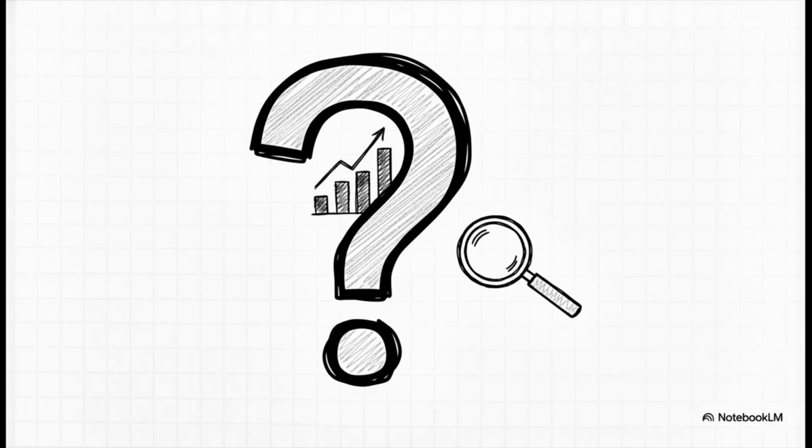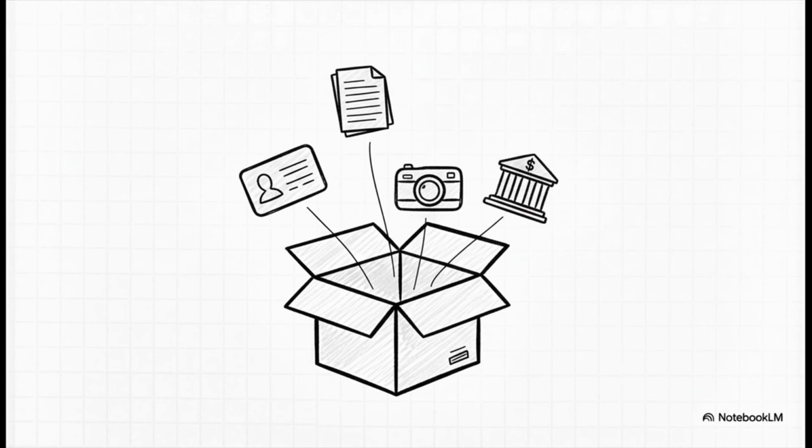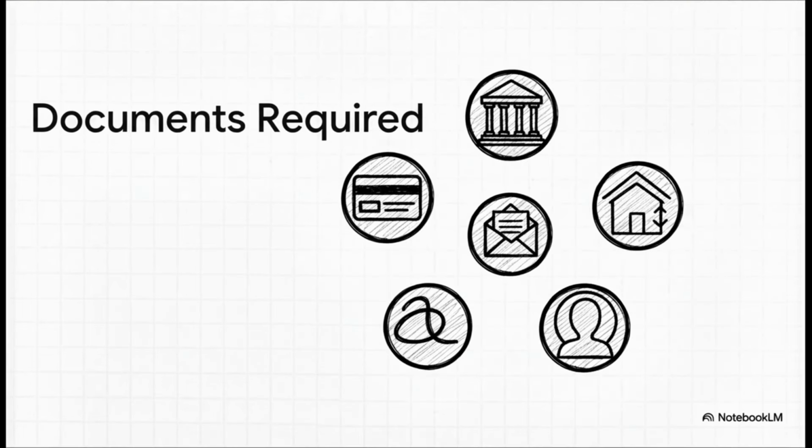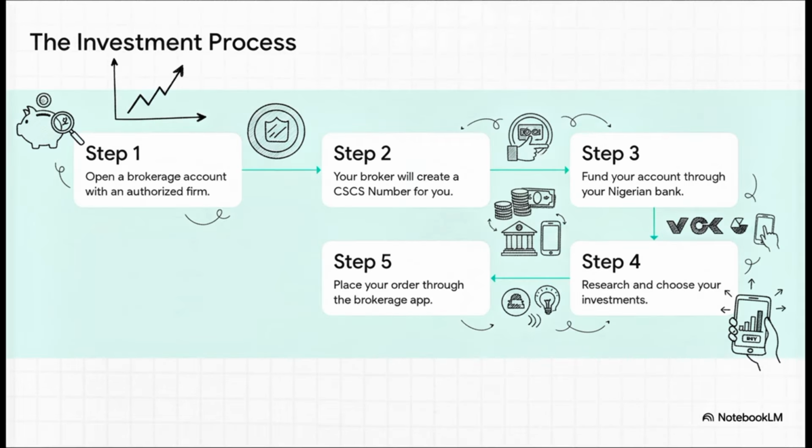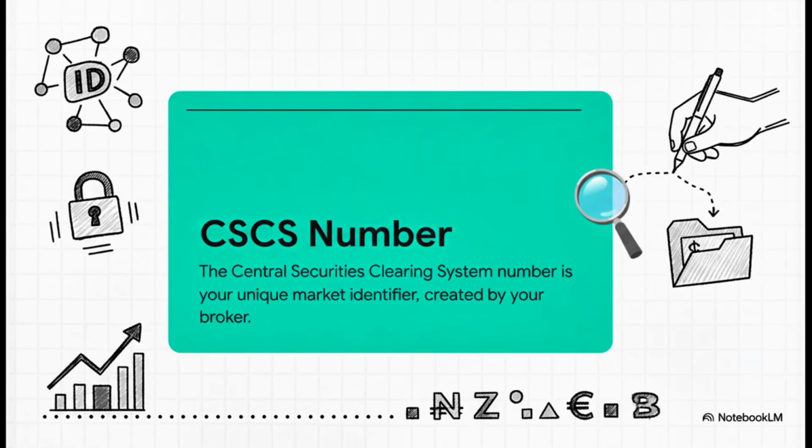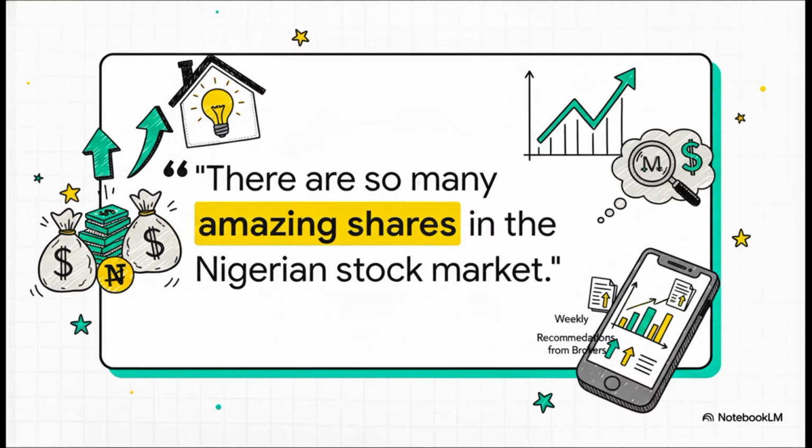Let's dive in. Getting started is actually way easier than you'd think. First up, let's see what you'll need. You'll just need a few key documents to open your account. It's mostly the standard identification stuff. The whole process is really just 5 simple steps. And step 1 is opening that brokerage account. Now, what's a CSCS number? Think of it as your unique ID. Your broker actually sets it up for you. Once your account is funded, you're ready to invest. A lot of brokers will even give you stock tips.